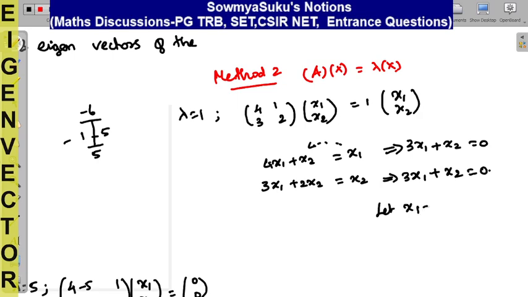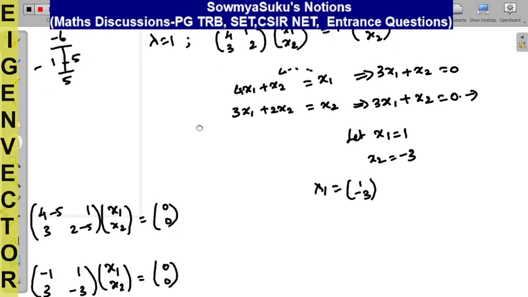Let me take x1 equal to 1. From either equation we get x2 equal to minus 3. So the first eigenvector is 1, minus 3. This is the same as what we got in the first method. Let's see lambda equal to 5.